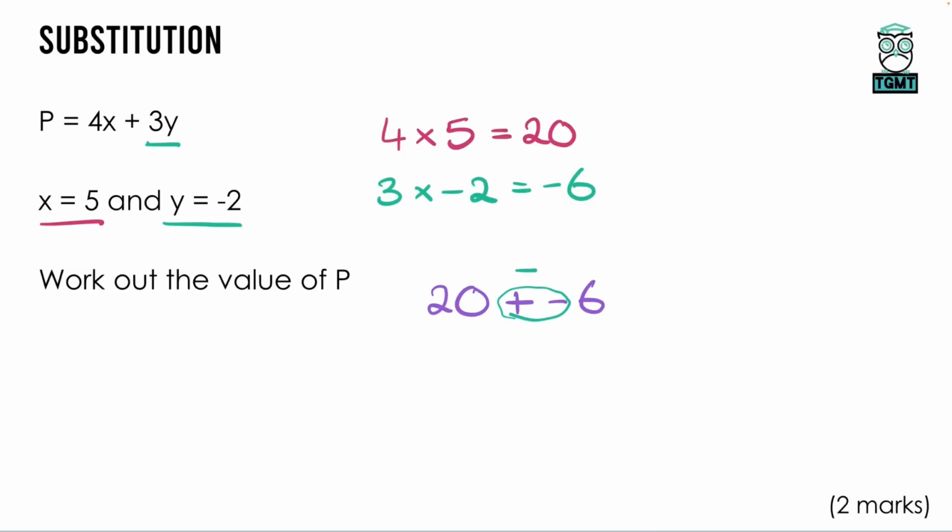So we have 20 take away 6, which gives us a final answer of 14. And therefore the value of p is 14. Remember that the word value refers to a number, so there are no letters left in our answer. A value is a number. So we have a final number answer, and that is 14.